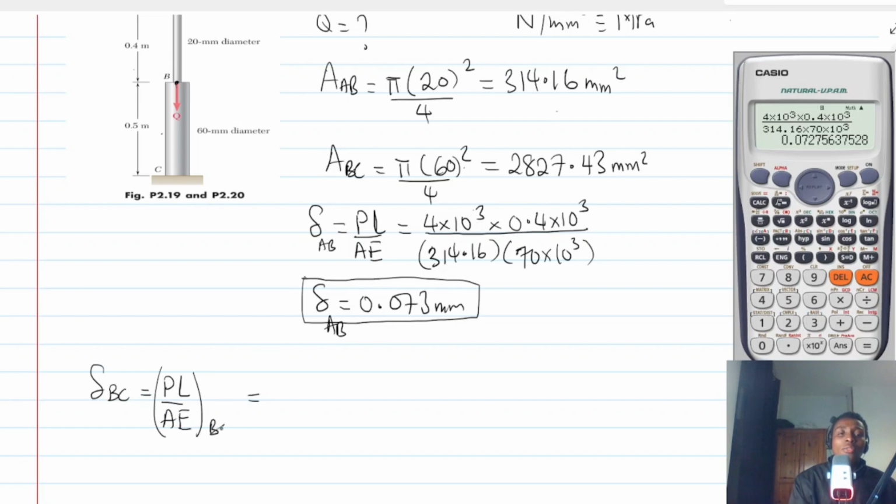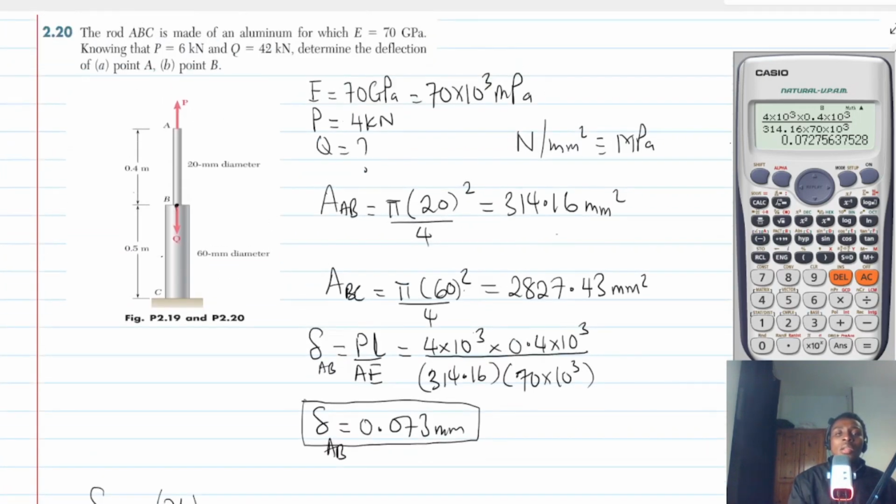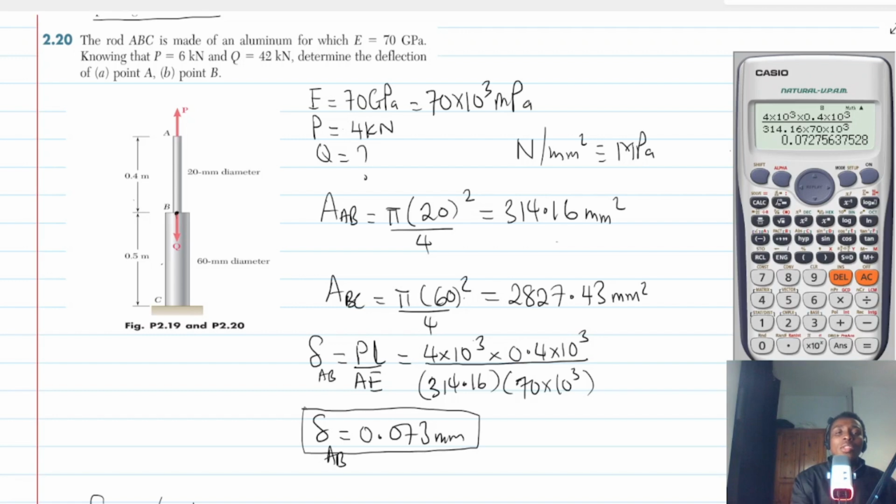Now the question is, what is the force in member BC? If you look at this critically, what do you see? At A, the load is P. At B, the load is what? Q. Okay. Now, if I take member BC here, what will happen? What is the load that will be within this? The load within this is going to be in compression, because of this force acting on it.